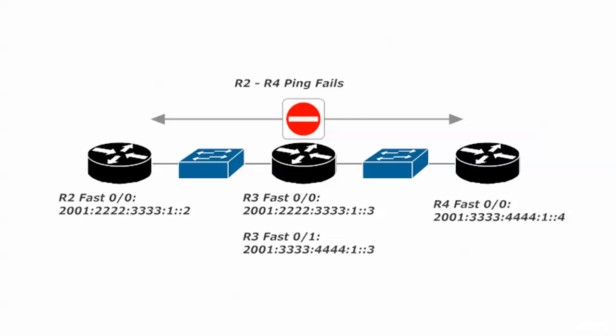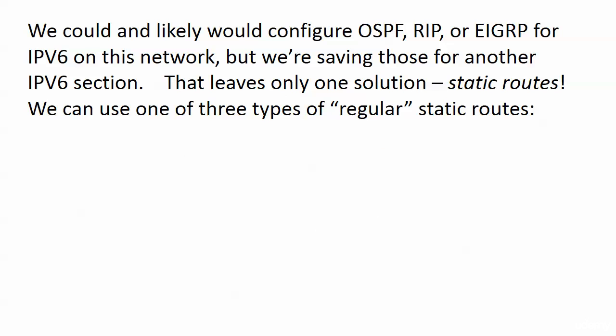We got to add a little something here, and typically in a network, we know we're going to add a dynamic routing protocol. We're going to use OSPF, RIP, or EIGRP. We're saving those for later version 6 studies, so that kind of leaves us just one solution: static routes. And we have static routes, we have host static routes, we have default static routes. You're going to love the default static route. But first, we got to cover these regular ones.